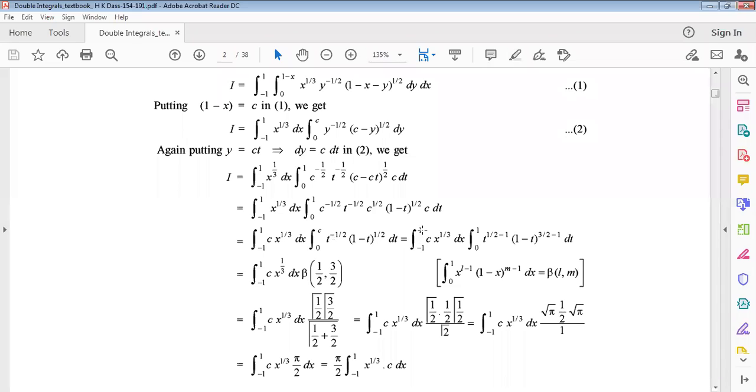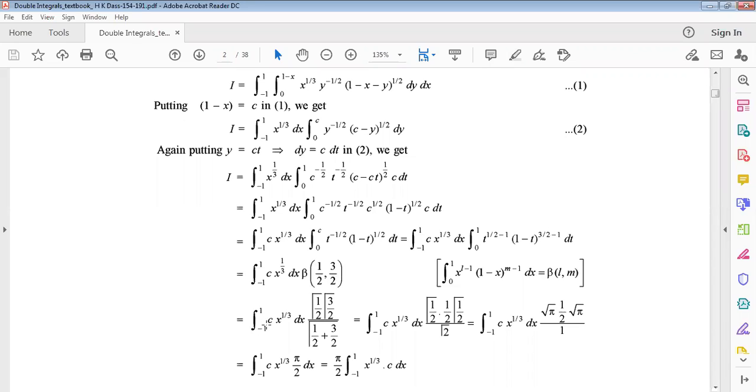That means minus 1 to 1, c x to the power 1 by 3 dx, 0 to 1, t to the power half minus 1, 1 minus t to the power 3 by 2 minus 1. That means 0 to 1, x to the power l minus 1, 1 minus x to the power m minus 1 is beta l m, the beta function. The first Eulerian function is called the beta function, and x to the power l minus 1 and 1 minus x to the power m minus 1 equals beta l m. Remember it always. Here, half equals l and 3 by 2 equals m. This is why beta half comma 3 by 2, the beta m n formula.